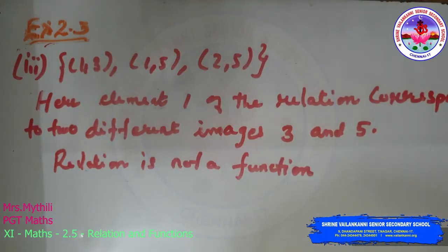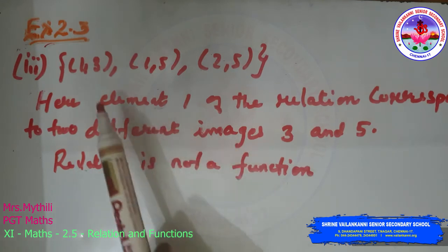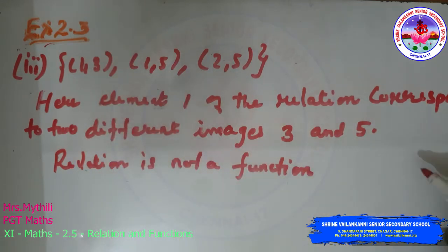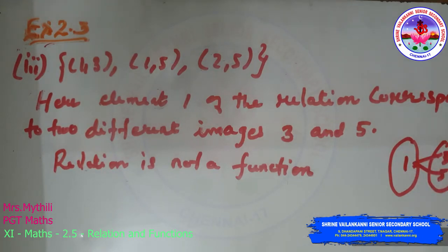Third one, (1,3), (1,5), (2,5). Here the element 1 of the domain of the relation corresponds to two different images, 3 and 5. So if we take any two sets, one element which corresponds to two different images, hence this relation is not a function.